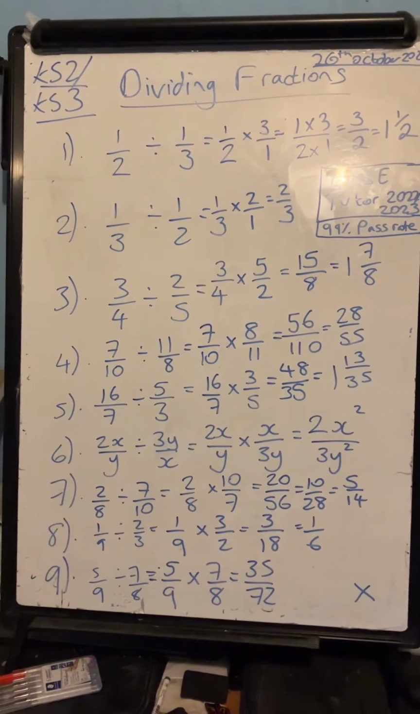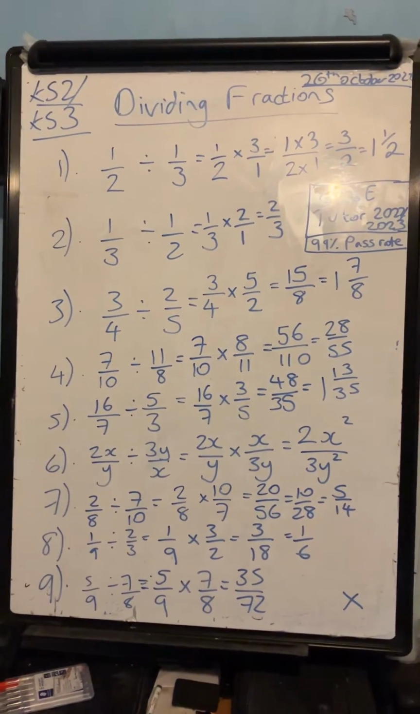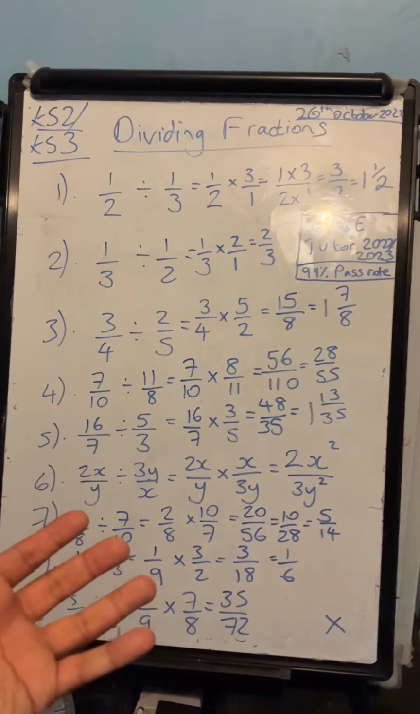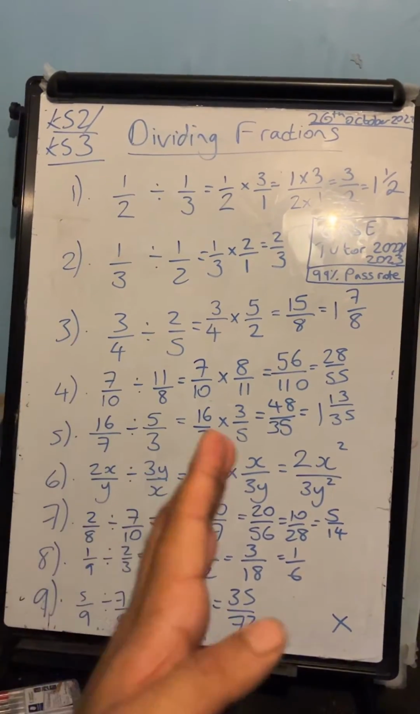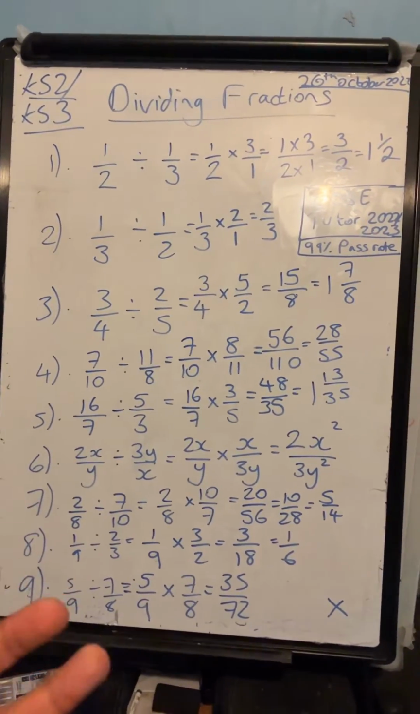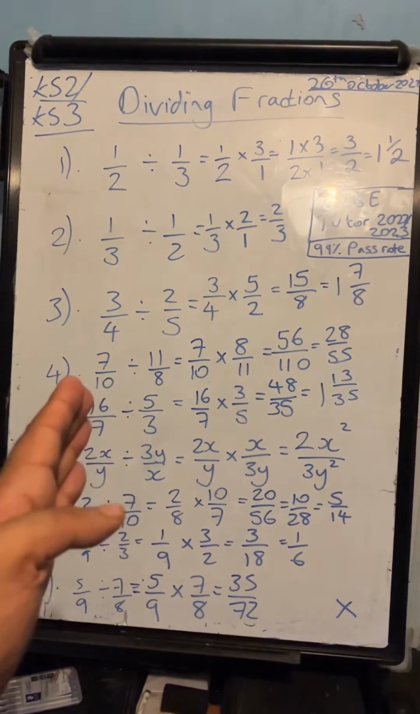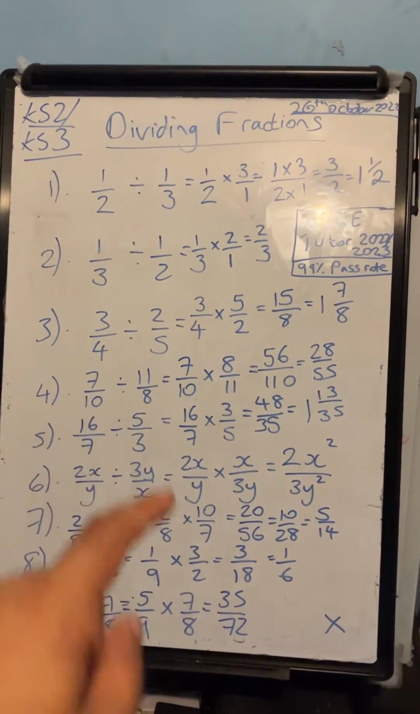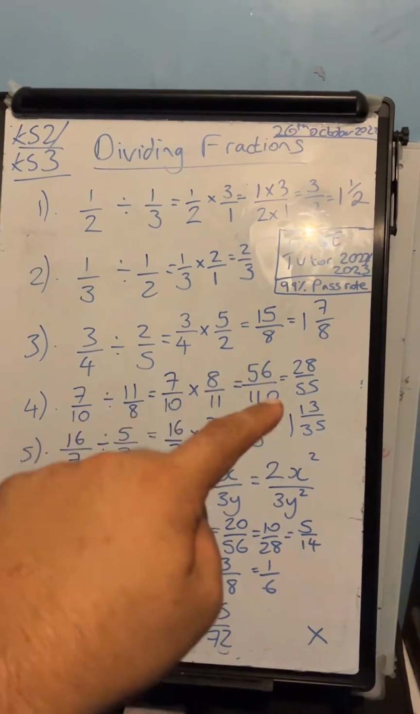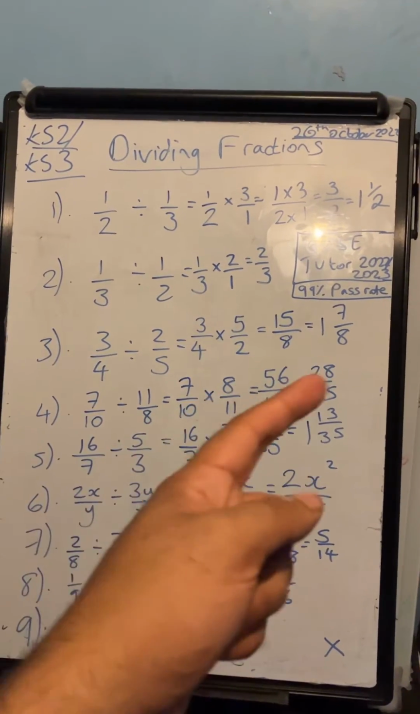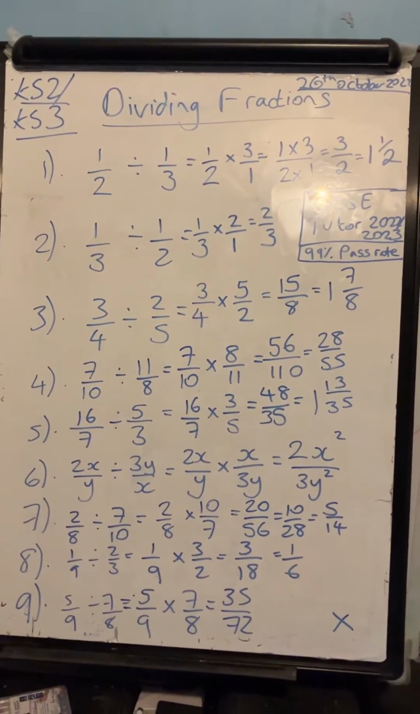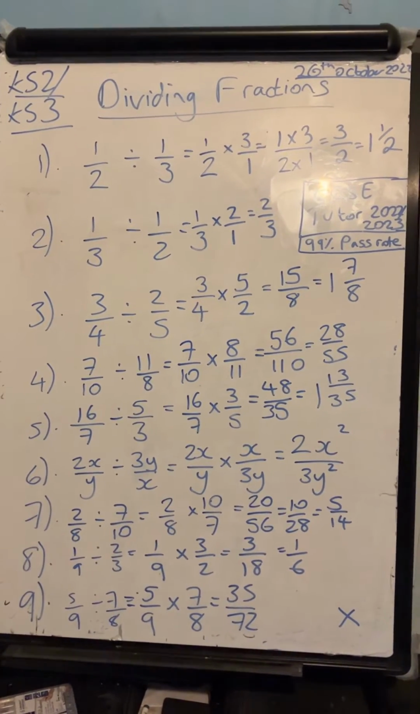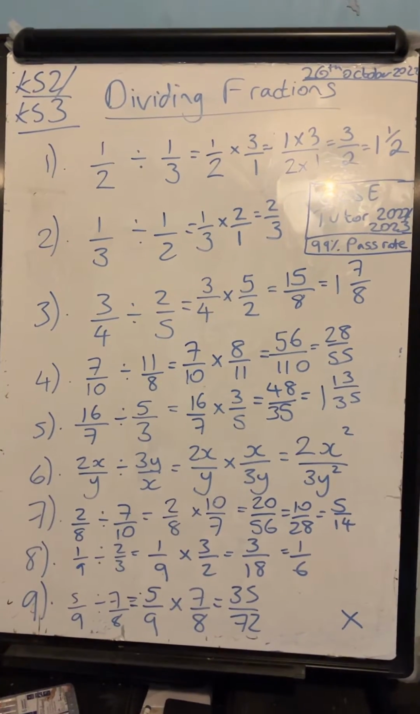Question number 4, guys. 7/10 divided by 11/8. Keep the first fraction, you flip the second, and then you change it to a times. So always remember KFC. You keep the first fraction, flip the second, and then change the sign to a times. 7 times 8 is 56. 10 times 11 is 110. They're both even numbers, so I can divide top and bottom by 2 to simplify the fraction fully, which is 28/55.